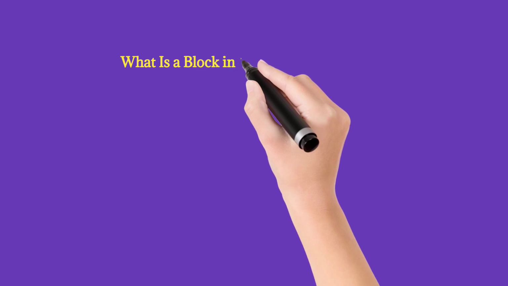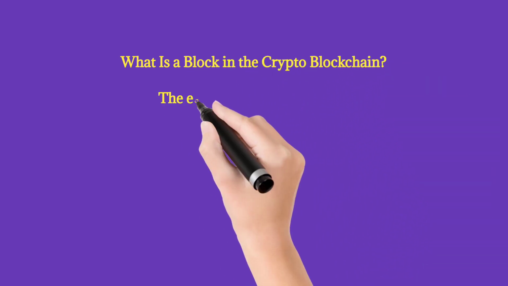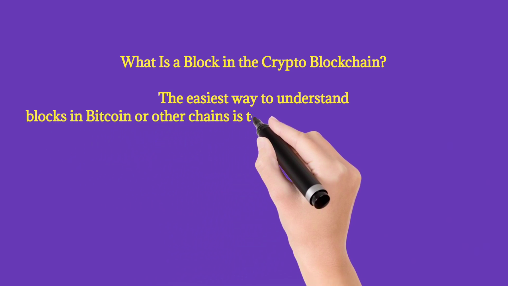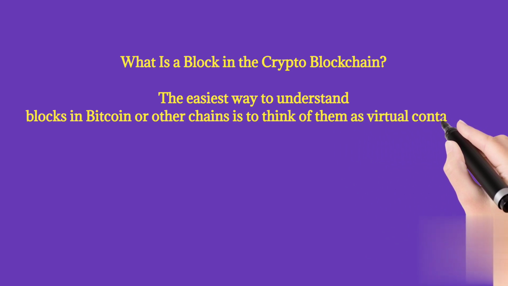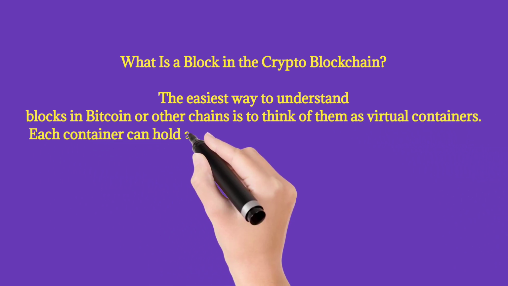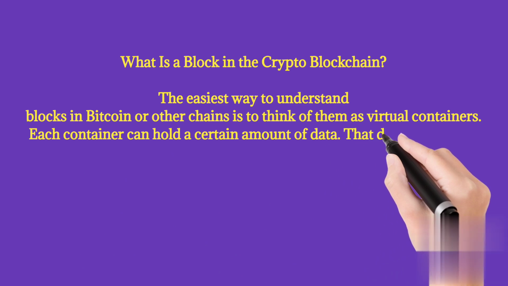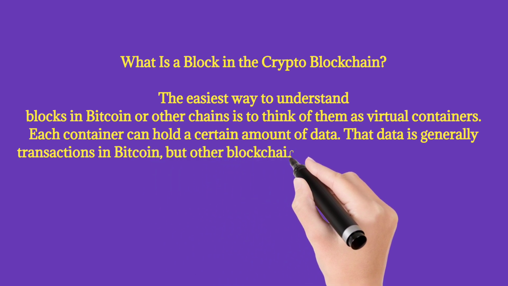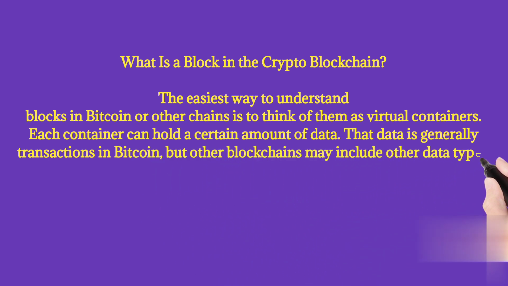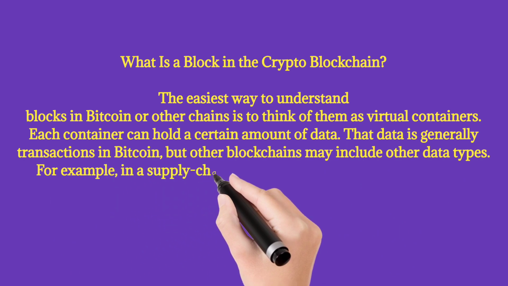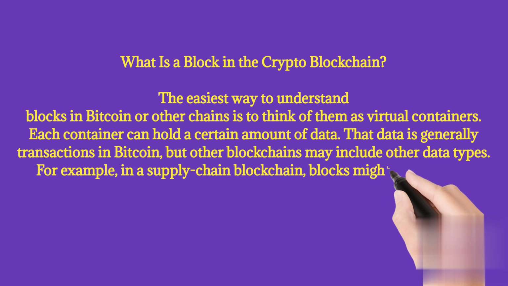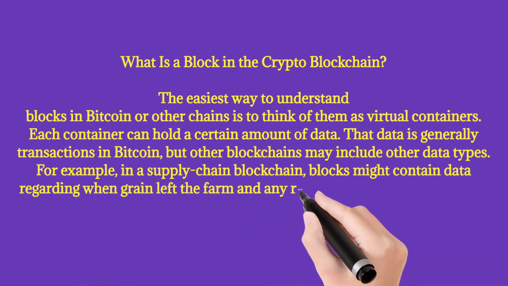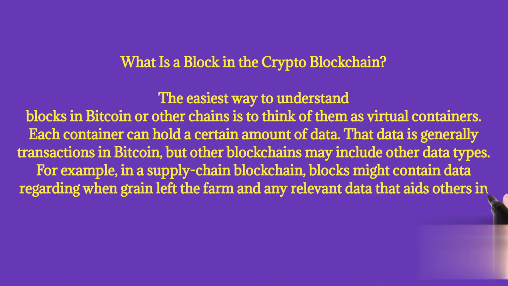What is a block in the crypto blockchain? The easiest way to understand blocks in Bitcoin or other chains is to think of them as virtual containers. Each container can hold a certain amount of data. That data is generally transactions in Bitcoin, but other blockchains may include other data types. For example, in a supply chain blockchain, blocks might contain data regarding when grain left the farm and any relevant data that aids others in the supply chain.